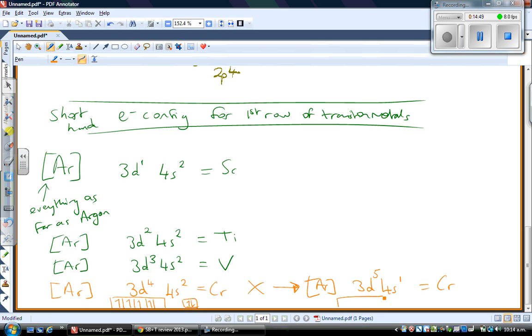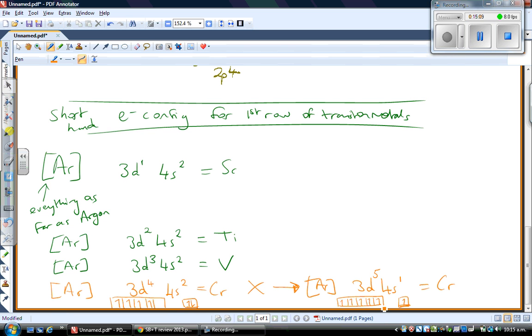Whereas if you make a half-filled 3D orbital, 1, 2, 3, 4, okay, so 1, 2, 3, 4, 5. That 3D orbital is now half filled. Okay, a half-filled 3D orbital, we'll take that any day over a half-filled 4s orbital, because a 4s orbital is tiny in comparison to a 3D.